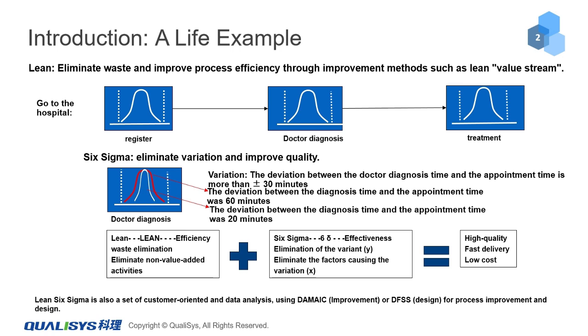So Lean Six Sigma gives us lean tools which bring us the efficiency, which means the speed, and Six Sigma gives us the quality. So the overall result will be a process which will give you high quality, fast delivery and low cost products.